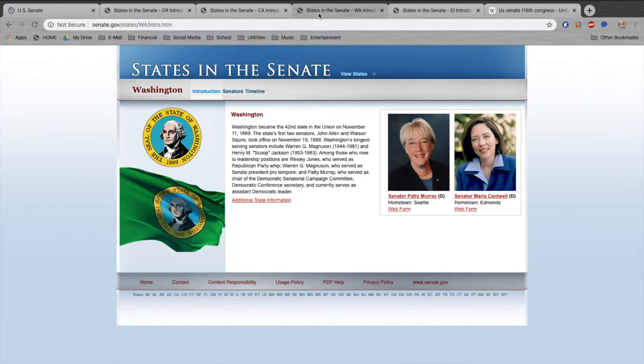Our neighbors to the north in Washington are also represented by two women. Senator Patty Murray is a Democrat. She's been serving since 1993. And Maria Cantwell is also a Democrat who has been serving since the year 2001. So our neighbors to the north and the south have two female senators, but we have two male senators and a woman governor. So go figure.